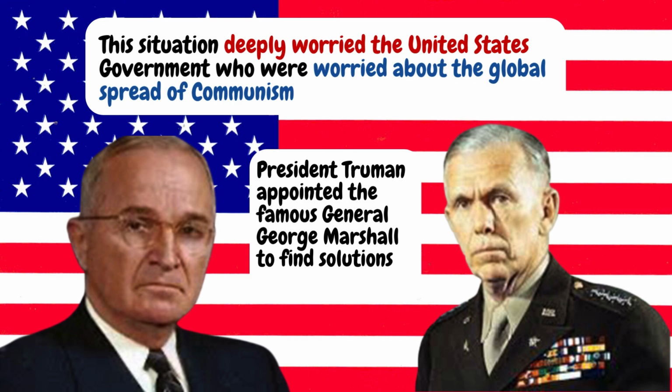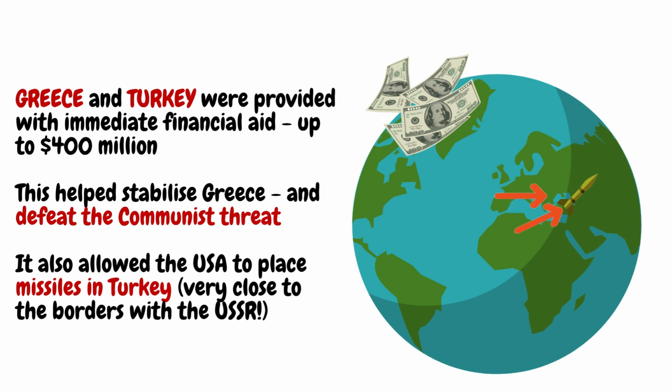So this situation deeply worried the United States. They're really worried about the global spread of communism, and President Truman set about appointing the world-famous General George Marshall to try to find solutions to this problem. So what they immediately did was actually provide financial aid to Greece and Turkey. These were the most immediate elements that needed their support, and $400 million was poured into these countries. That money was used to stabilise Greece and to defeat the communist threat there once and for all. It also allowed the United States to place missiles in Turkey, and Turkey is very, very close to the borders of the USSR.